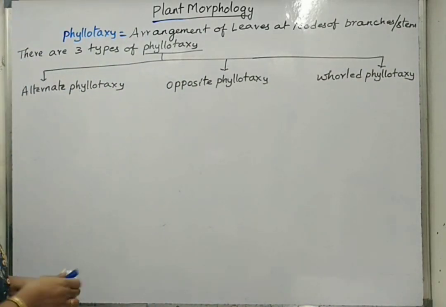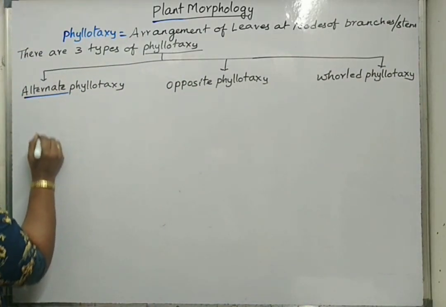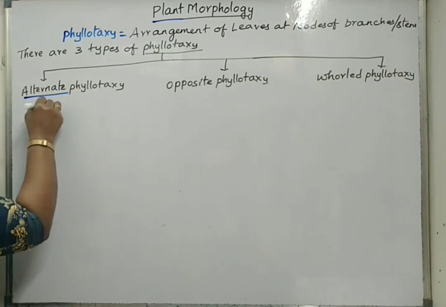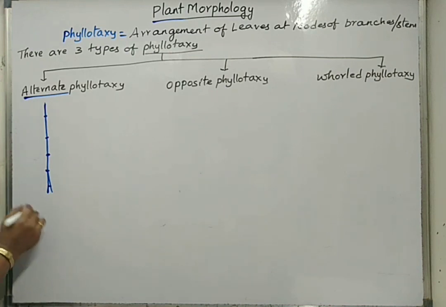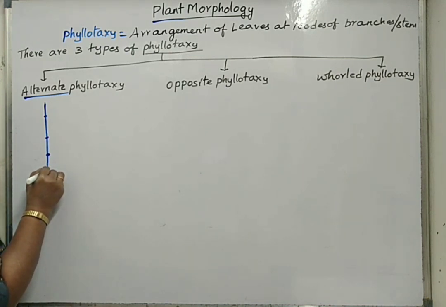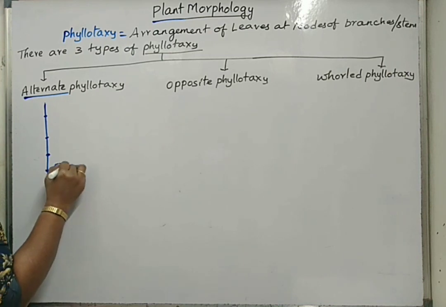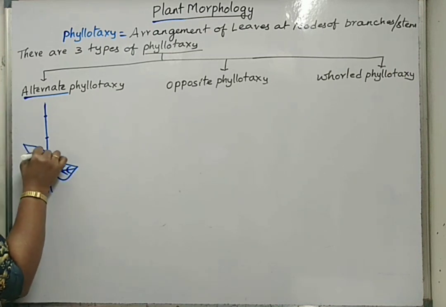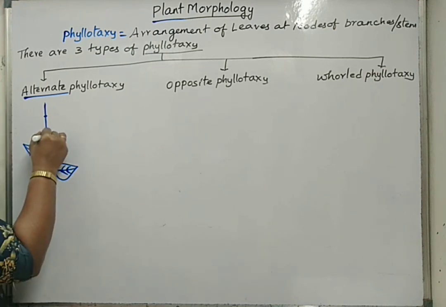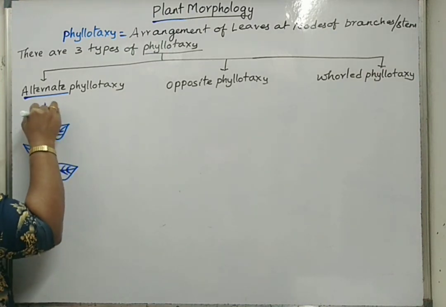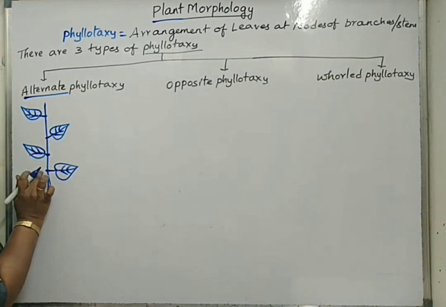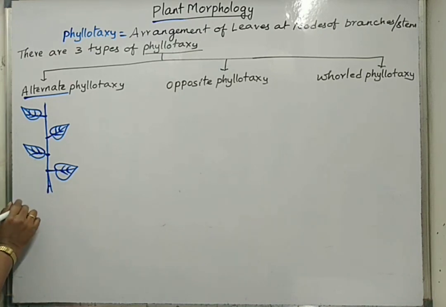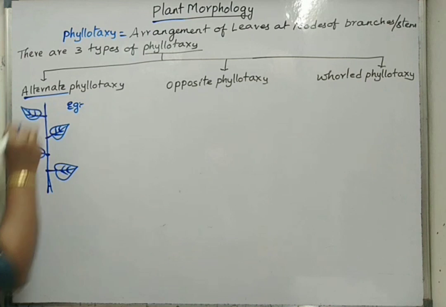Coming to the first one, alternate phyllotaxy. Alternate phyllotaxy means a branch or a stem. We know that a stem has nodes and internodes. Suppose these marks are node regions on the branch or stem. If at one node a leaf arises on one side, at the other node a leaf arises on the other side. So at right and left regions, these will alternate. The leaf does not grow on the opposite side of the same node. Such type of phyllotaxy is called alternate phyllotaxy.